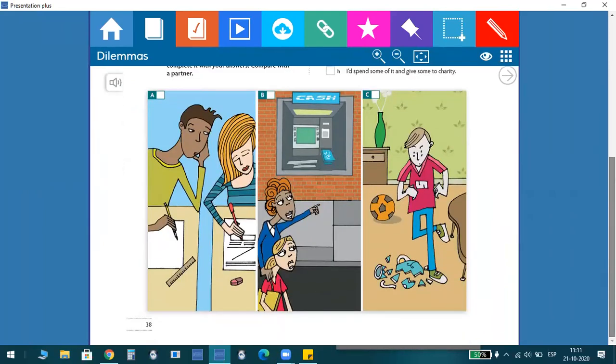Hey, people, we have some pictures. Can you mention quickly what's going on here in A? What's the dilemma? What's the situation? What's happening first? Quickly, let's go. What's going on, Mr. Figueroa, Felipe?